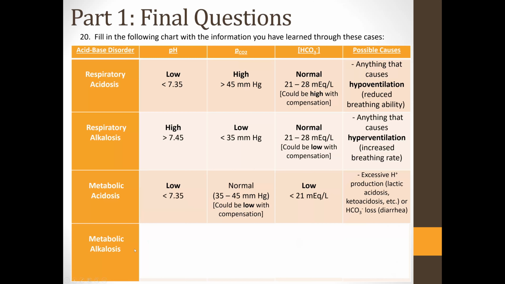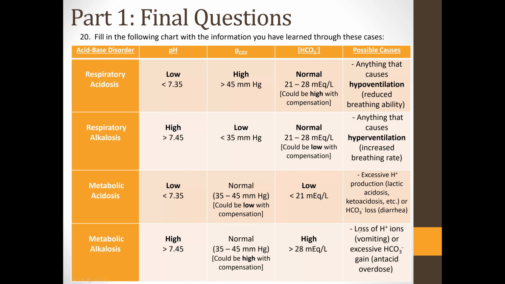And then with metabolic alkalosis, it's alkalosis, so our pH is high. Again, our carbon dioxide could be normal in an acute phase, but if compensation kicks in and you have a decreased breathing rate, that could cause the CO2 levels to become high. So again, if you have a high pH and it's a metabolic condition, you should have high bicarbonate levels, greater than 28 milliequivalents per liter. And metabolic alkalosis is caused by anything that causes a loss of hydrogen ions, like vomiting, or an excessive gain of bicarbonate ions, like an antacid overdose.